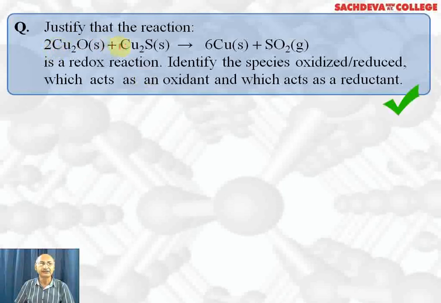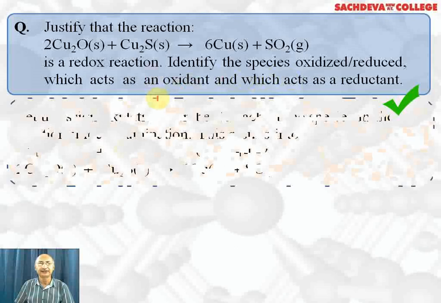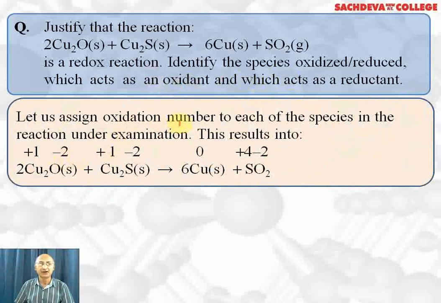Next question, justify that this reaction is a redox reaction. Identify the species oxidized, reduced, which acts as oxidant and which acts as reductant. First we assign the oxidation number to each species. This is cuprous oxide, copper has got +1 and oxygen has got -2. Here cuprous sulfide, copper has +1 and sulfur has -2. Copper in elemental form has oxidation number 0. In sulfur dioxide, sulfur has +4 and oxygen has -2.